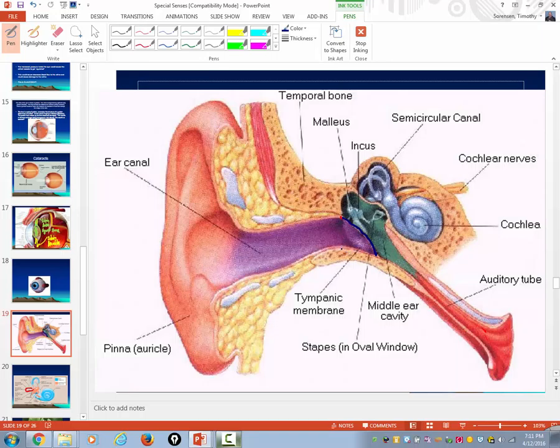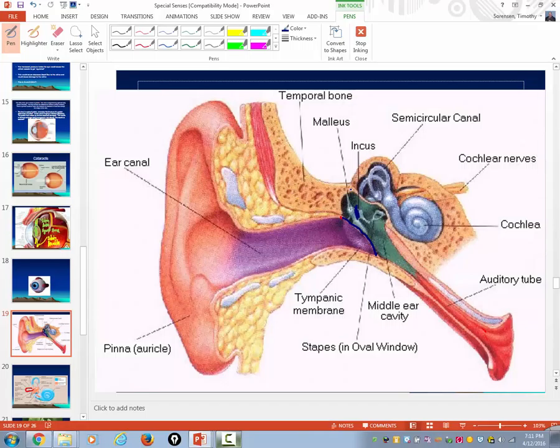Watch. What separates the external ear from the middle ear is a thin, translucent protein membrane called the tympanic membrane. The function of the tympanic membrane is to amplify sound waves. The middle ear houses the three auditory ossicles, the malleus, the incus, and the stapes. These are the three smallest bones in your body, but they are housed in the thickest, strongest bone in your body, the temporal bone. It protects those three delicate auditory ossicles. Say yeah.